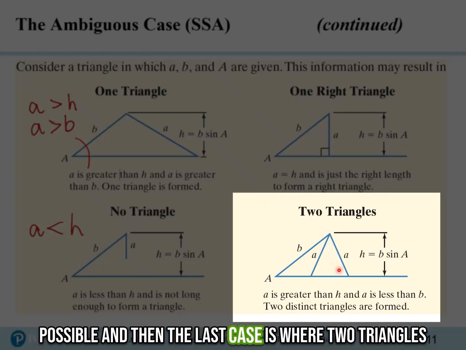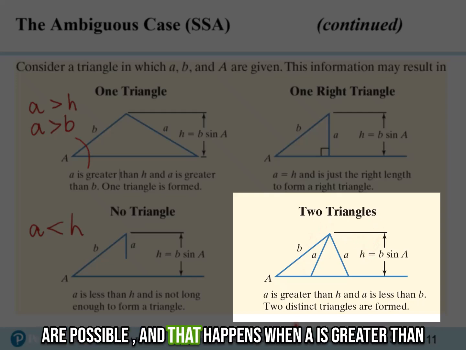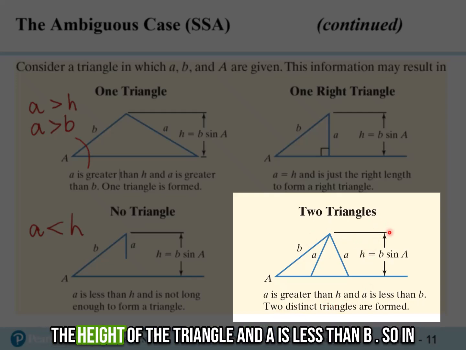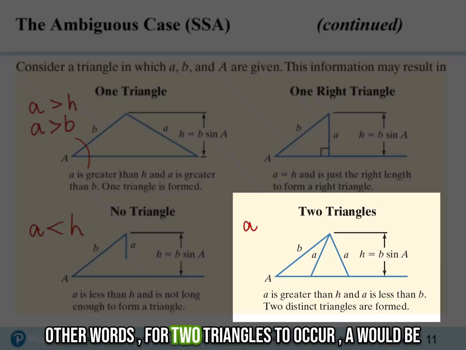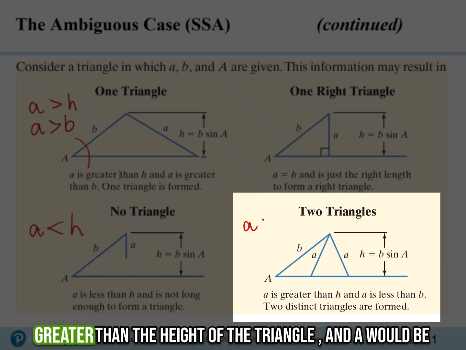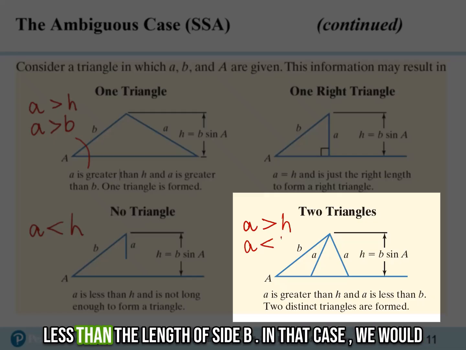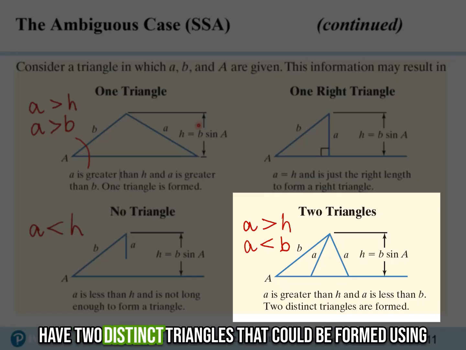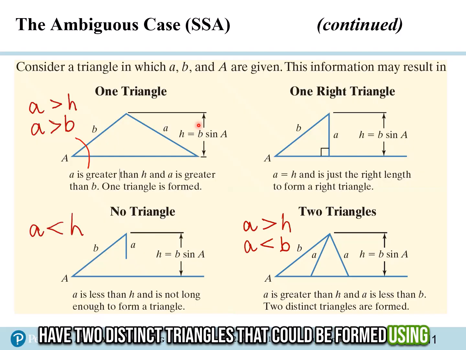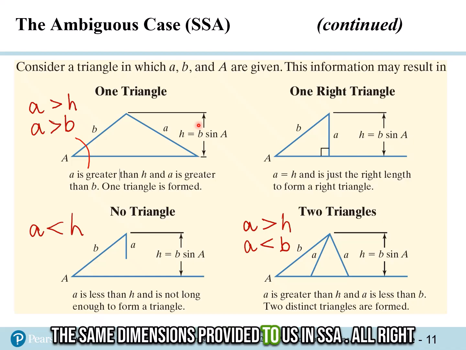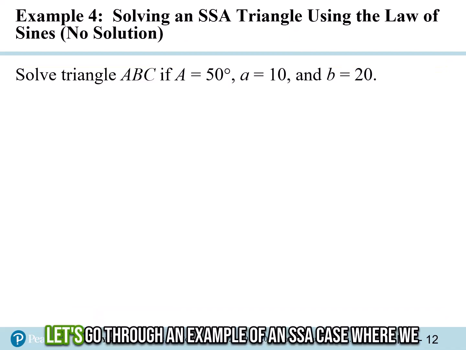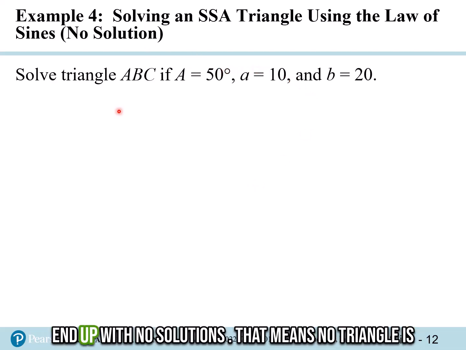And then the last case is where two triangles are possible, and that happens when A is greater than the height of the triangle and A is less than B. So in other words, for two triangles to occur, A would be greater than the height of the triangle and A would be less than the length of side B. In that case, we would have two distinct triangles that could be formed using the same dimensions provided to us in SSA. All right?